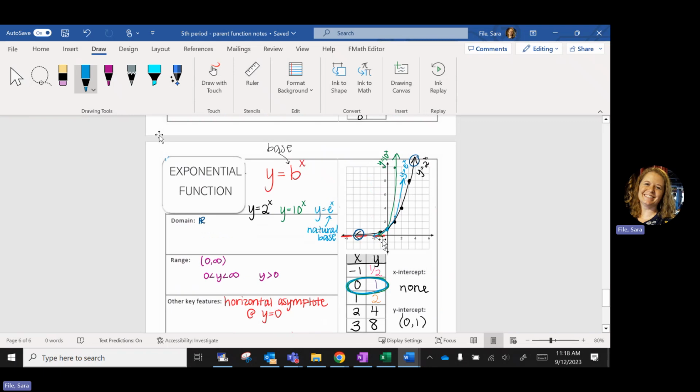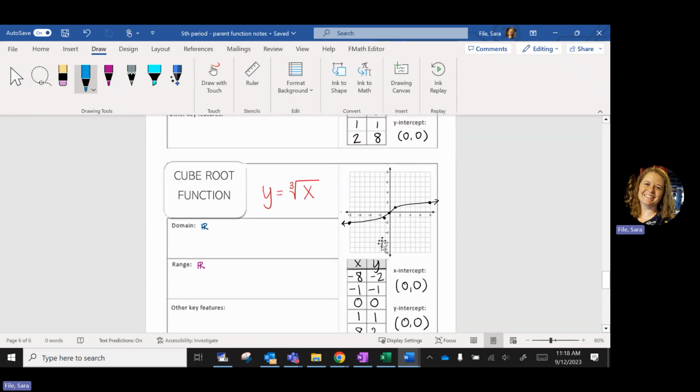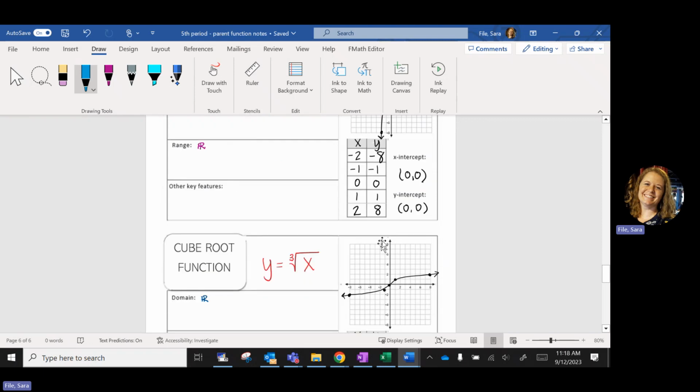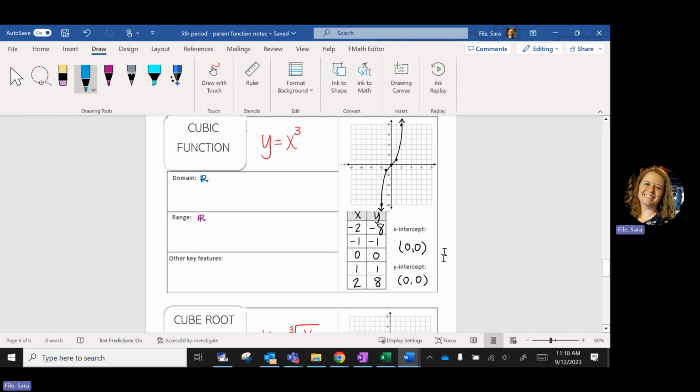All right, so we got those asymptotes. So now let's keep going, working our way backward here. And let's see if there's any other key features we need to list for cube or cubic. So with the cube and cubic, are there any asymptotes? No.